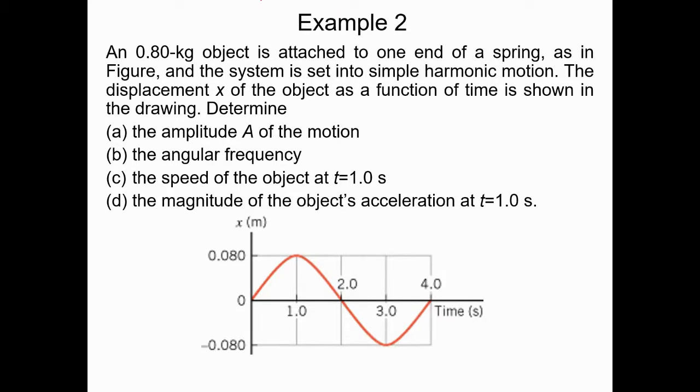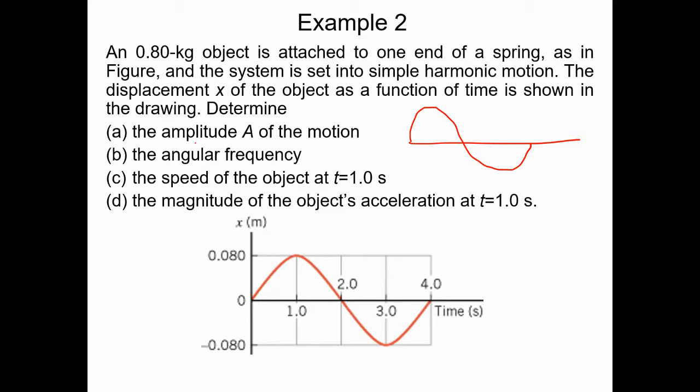A 0.8 kilogram object is attached to one end of the spring as shown in the figure, and the system is set into simple harmonic motion. So simple harmonic motion means the spring will be making this type of wave equation. Am I right? Yes, you're right. The displacement x of the object as a function of time is shown in the diagram.